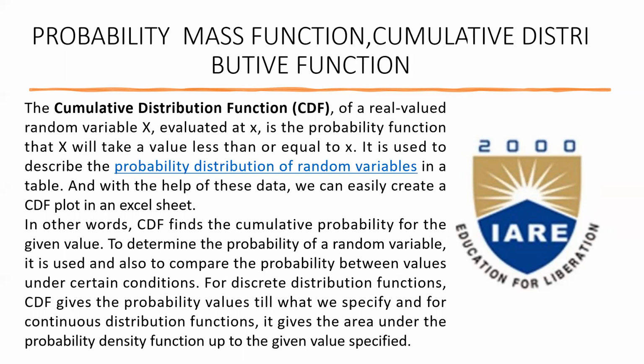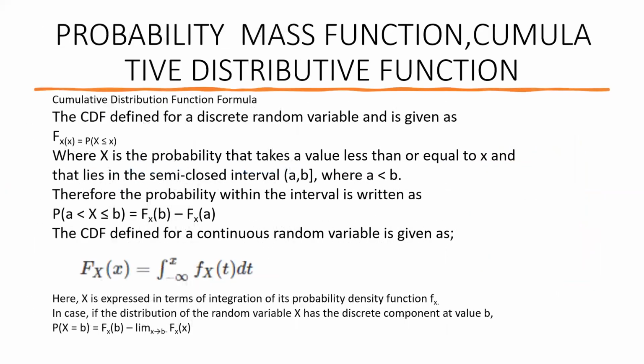To determine the probability of a random variable, it is used and also to compare the probability between values under certain conditions. For discrete distribution functions, CDF gives the probability values till what we specify, and for continuous distribution functions, it gives the area under the probability density function up to the given value specified.